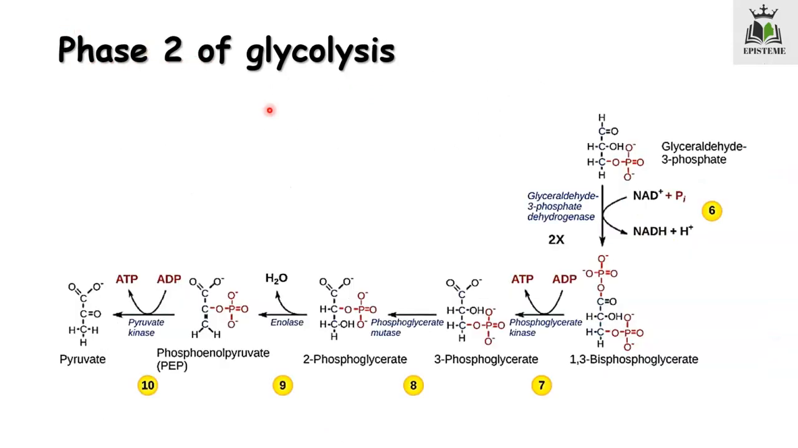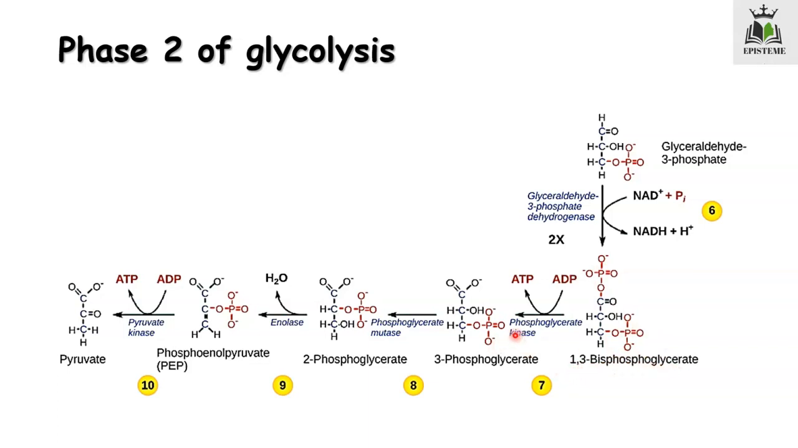Now we will talk about phase 2 of glycolysis. Here we have glyceraldehyde 3-phosphate, and a phosphate group is added. This phosphate group comes from NAD plus, which is converted to NADH, and the phosphate group is added to glyceraldehyde 3-phosphate, converting it into 1,3-bisphosphoglycerate. In carbon numbers 1 and 3 we have the phosphate groups, that's why it is 1,3-bisphosphoglycerate.